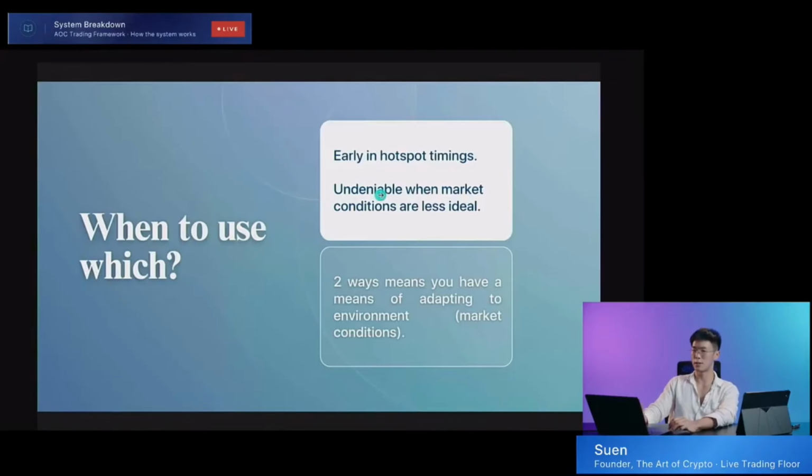Undeniable is when the market conditions are a little less ideal. For example, if you're trading on a non-news session or non-news day, that is when you use undeniable. And I'm going to show you later, and I'm going to talk through my thought process when it comes to live trading so that you understand exactly which ones we're going to be using.